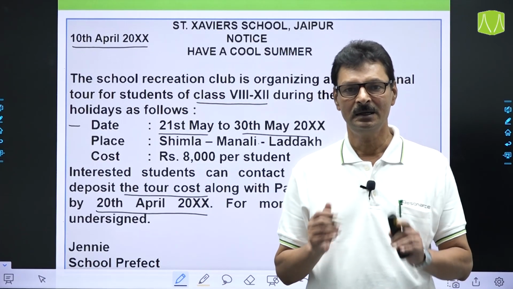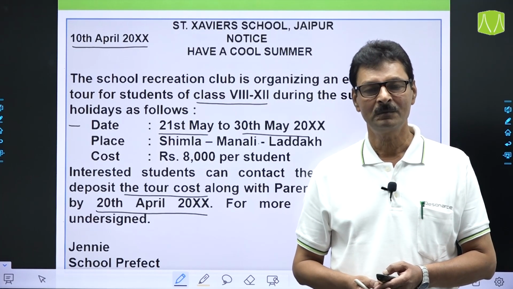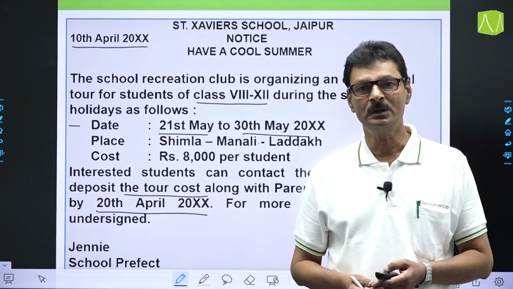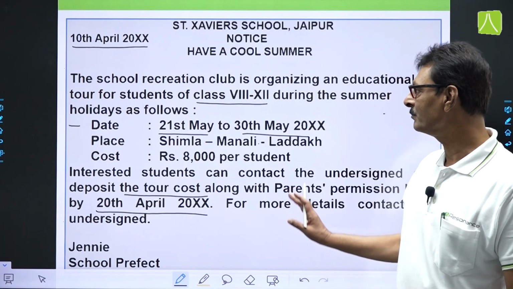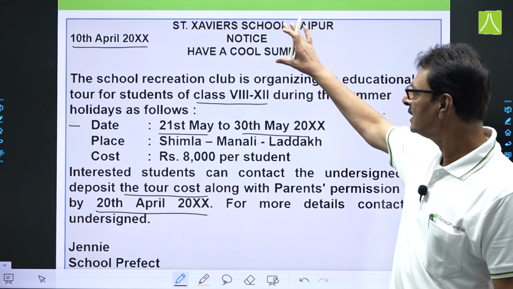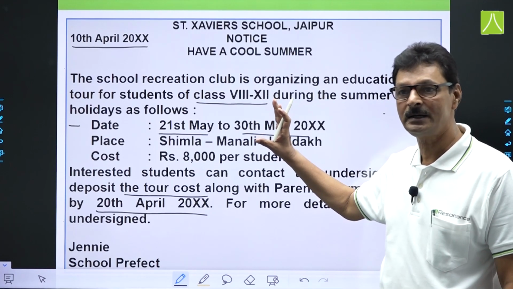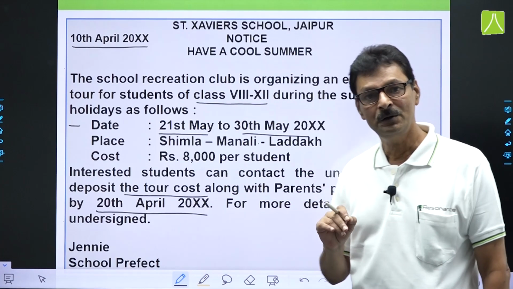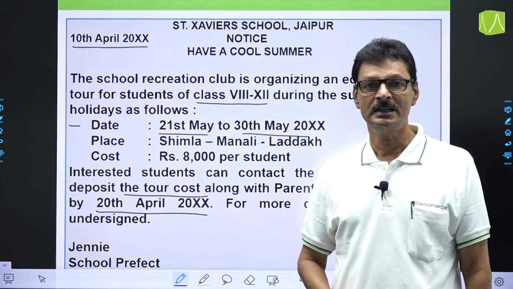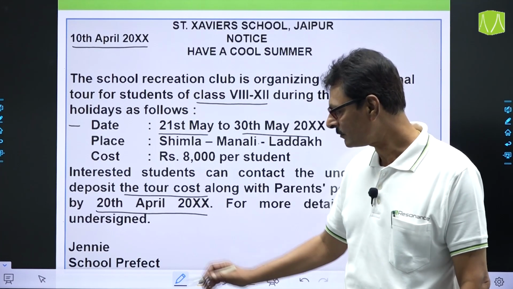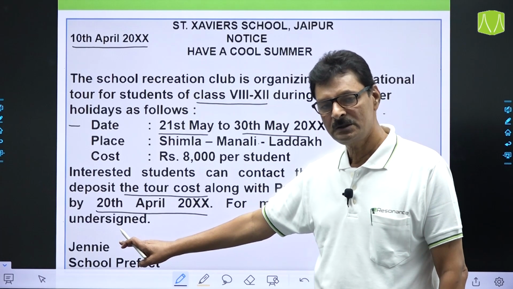The things are clear: when to go, where to go, how much money to pay, by when to pay the money. Now, the other details, whatever else, how we will travel and so on, for that the students can contact the undersigned. So, these 3 lines, leave a line. So, the things are clear, distinct, attractive, and you can always expect extra marks if the notice is visually attractive. After this, leave a line, contact the person: Jenny.